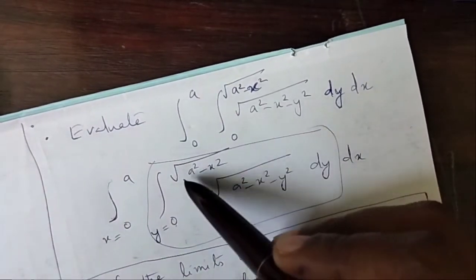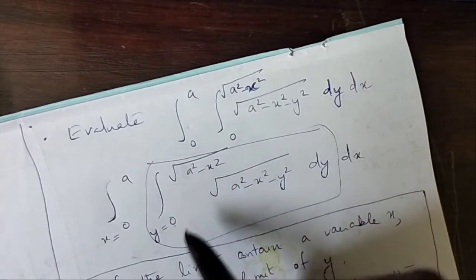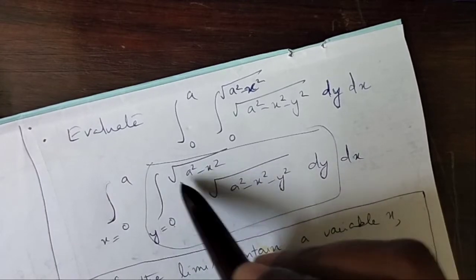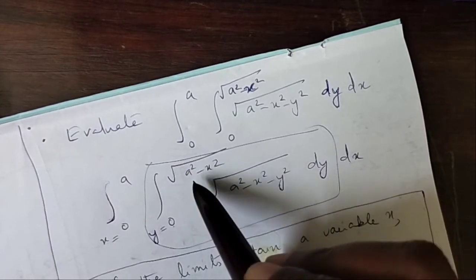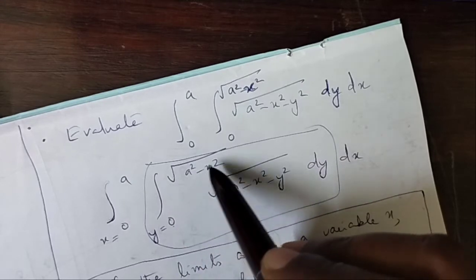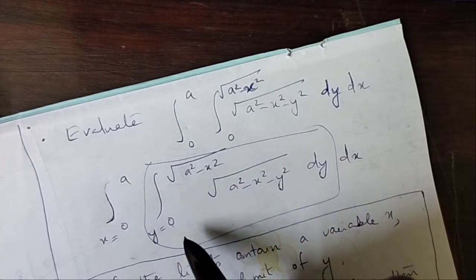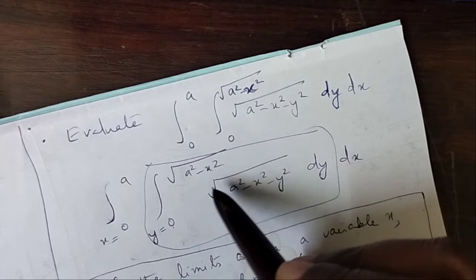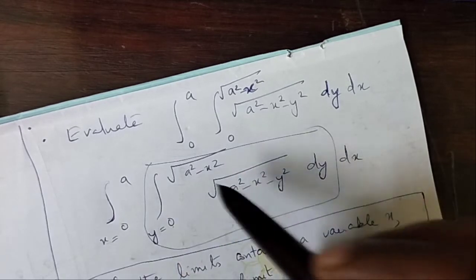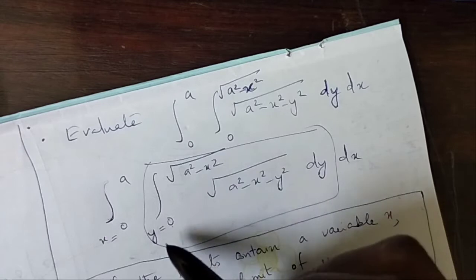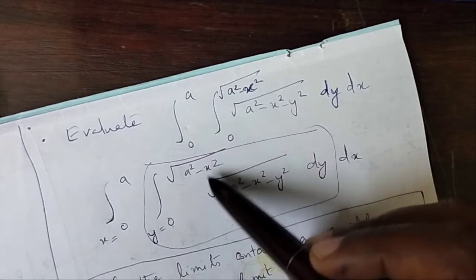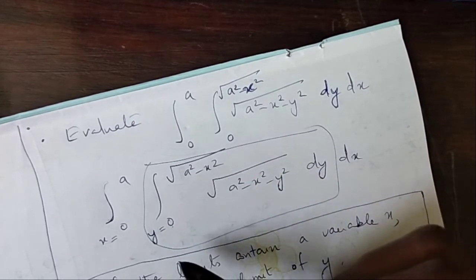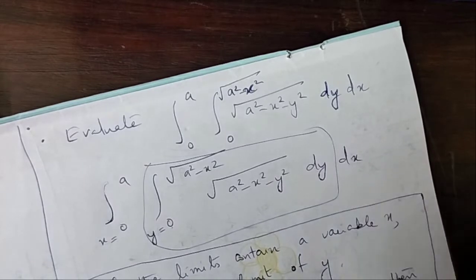Or otherwise, we can check the limits to see with respect to which variable we have to evaluate first. Here the innermost limit, root of a square minus x square, contains the variable x. So that's the limit for y. If the limit contains a variable x or y, that will be the limit for the other variable, not the same one. If it contains x, it is not the limit for x. If it contains the variable x, it will be the limit for y. If it contains the variable y, it will be the limit for x. So we have to evaluate in the opposite direction.